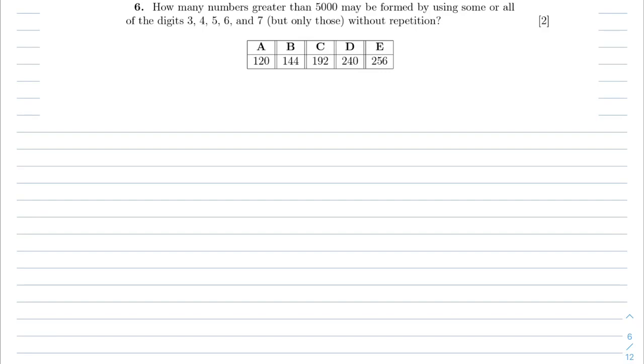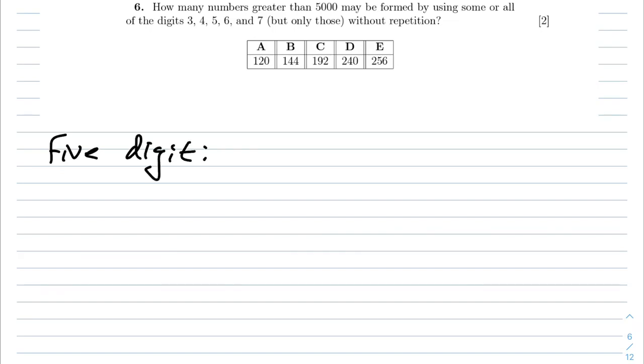Now, question 6 is the hardest question we've seen so far, and is basically a question of combinatorics. So we want to find how many numbers greater than 5,000 we can form from the 5 digits 3, 4, 5, 6, and 7. There are two kinds of number we can form from these 5 digits. Obviously, we can form a 5-digit number, and we can form a 4-digit number that we'll look at after.